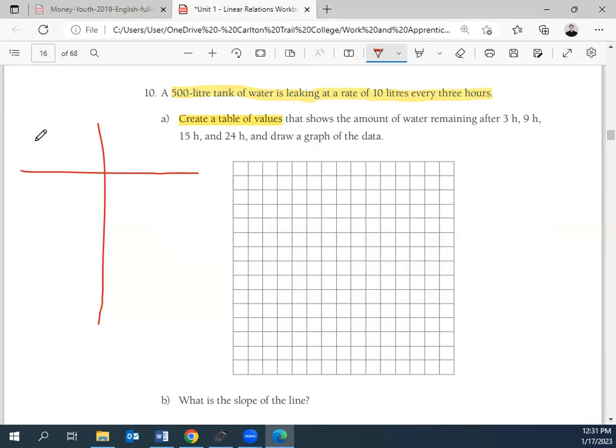Liters, yeah. And what's the second one that you think? Yeah, time. Yeah, absolutely. So yeah, those are the 2 things that we would put up there.